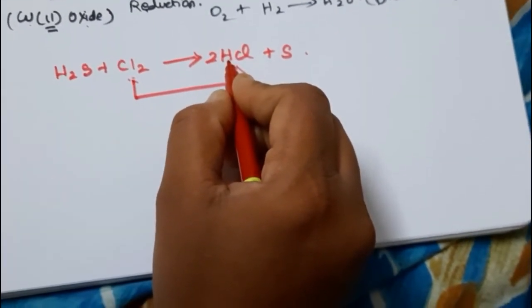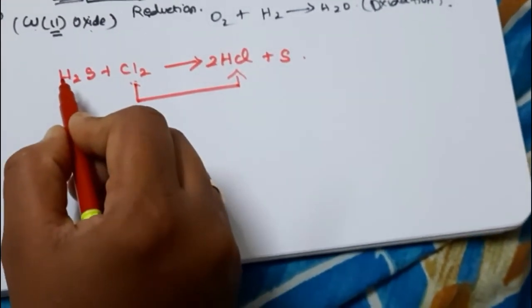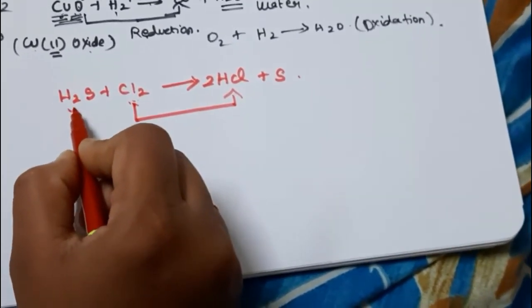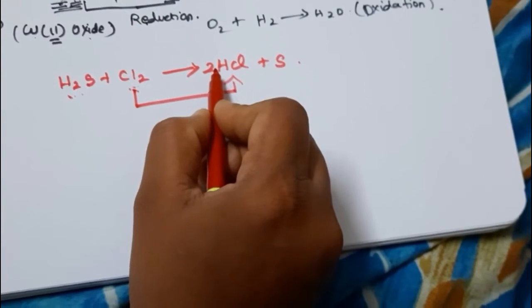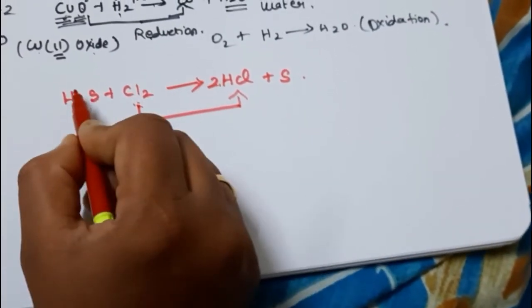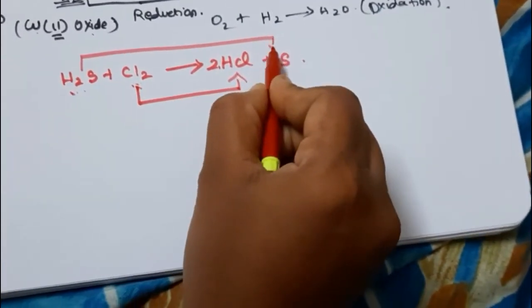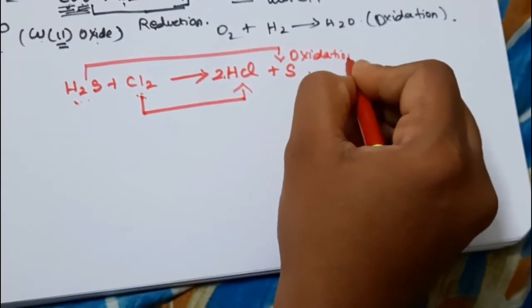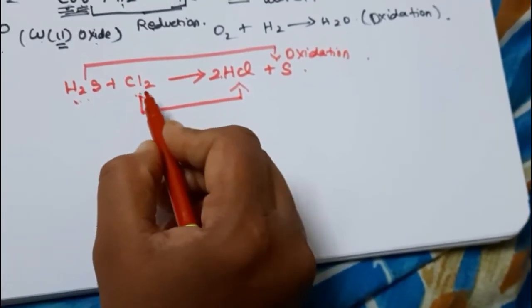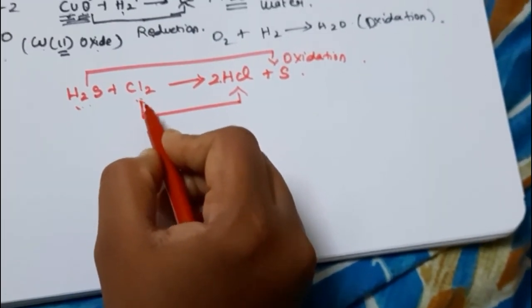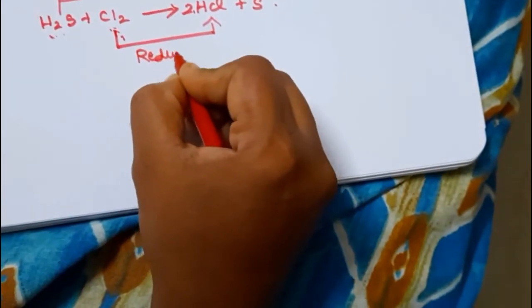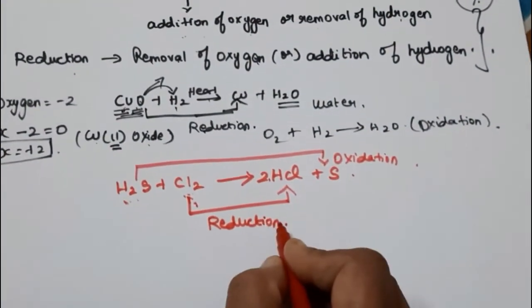In this reaction, if you see, the hydrogen is removed from hydrogen sulfide and it is added to the chlorine molecule. So, I can say where the hydrogen is removed, this is an oxidation reaction. Here the hydrogen is added. So, when the hydrogen is added, I can say this is a reduction reaction.